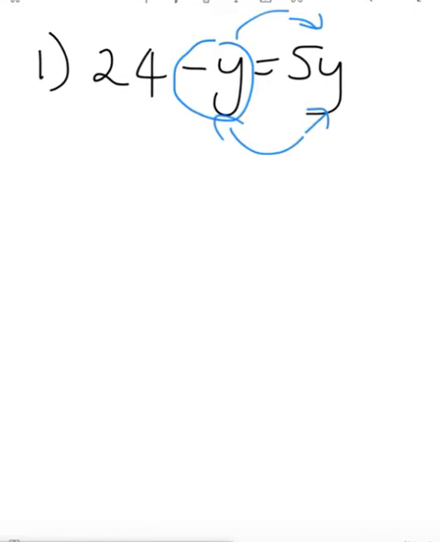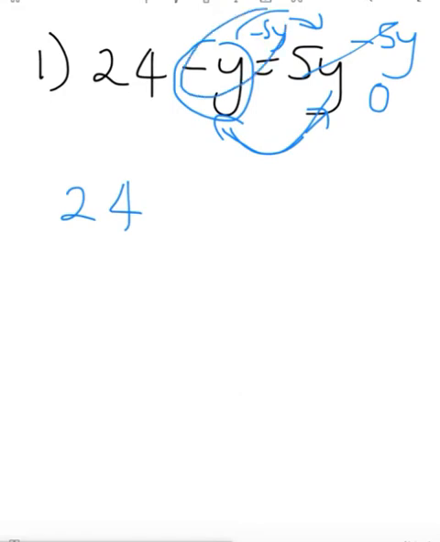I'm going to bring the 5y to this side here. Okay, so that 5y is a positive, so to get rid of it or make it disappear, I have to do the opposite, and that is take away 5y. That will give me a 0, but of course, what I do to one side, I must do to the other. So I have minus 5y on this side. It looks a bit messy there, so we'll just write it again. So 24, now I've got minus y minus 5y, okay? So minus y minus 5y will give me minus 6y. And that will equal, on this side, I am simply left with 0.